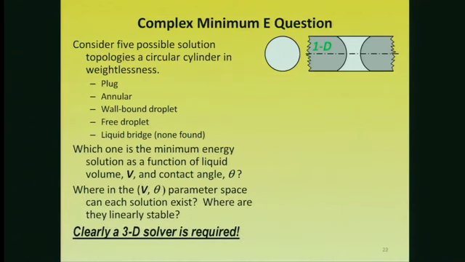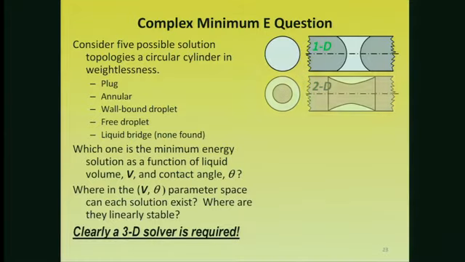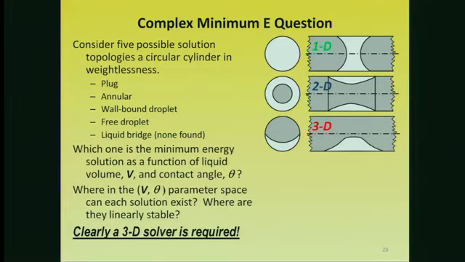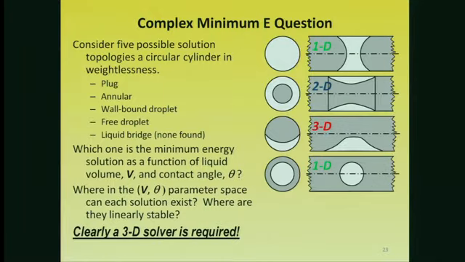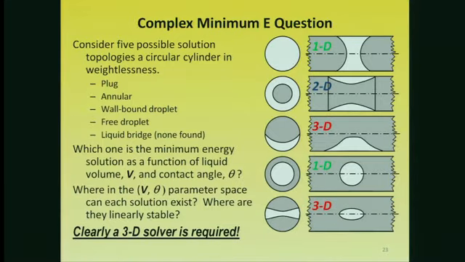Certainly the plug, the 1D case, you don't need Evolver for. This is in zero gravity, so everything remains axisymmetric. There's a two-dimensional axisymmetric annulus. There's a 3D wall-bound droplet. You could think of a free sphere, and perhaps also a liquid bridge spanning the cylinder.